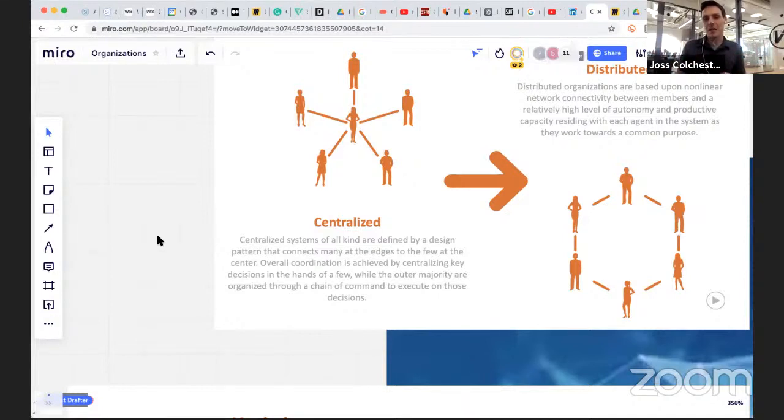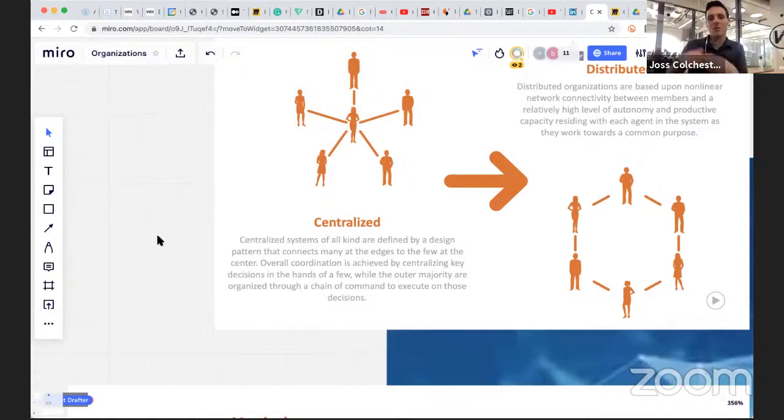And that's one aspect to centralized organizations. And yeah, that underlying dynamic really constrains a lot of things and defines a lot of things. So overall coordination is achieved by centralizing key decisions in the hands of a few, while the outer majority are organized through some kind of chain of command, right? These people aren't here quite often because they really believe in this or whatever. It's that there is some kind of chain of command.